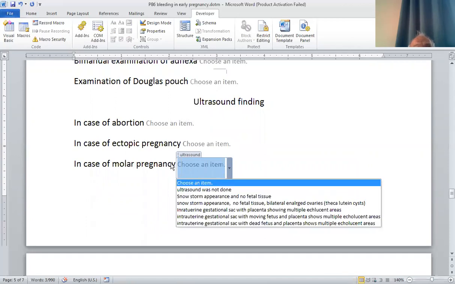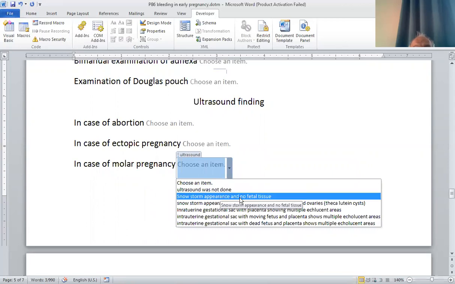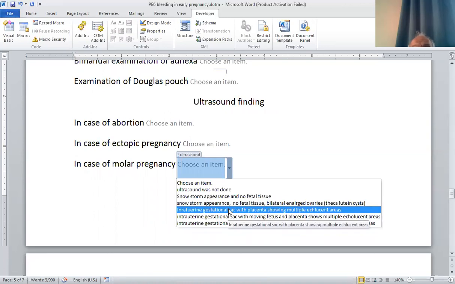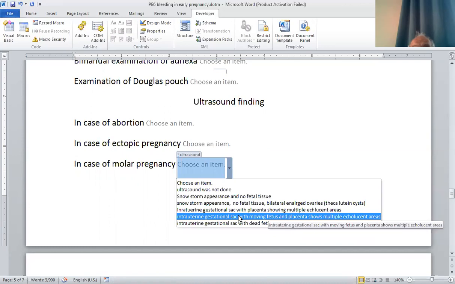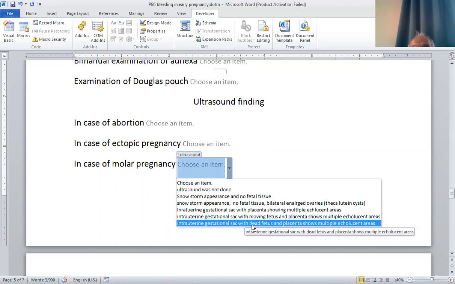Or in a case of molar pregnancy, the ultrasound may show a snowstorm appearance and no fetal tissue, and bilateral enlarged theca lutein cysts, or an intrauterine gestational sac with placenta showing multiple placental areas, or an intrauterine gestational sac with moving fetus and placenta showing multiple placental areas, or an intrauterine gestational sac with dead fetus and placenta showing multiple placental areas.